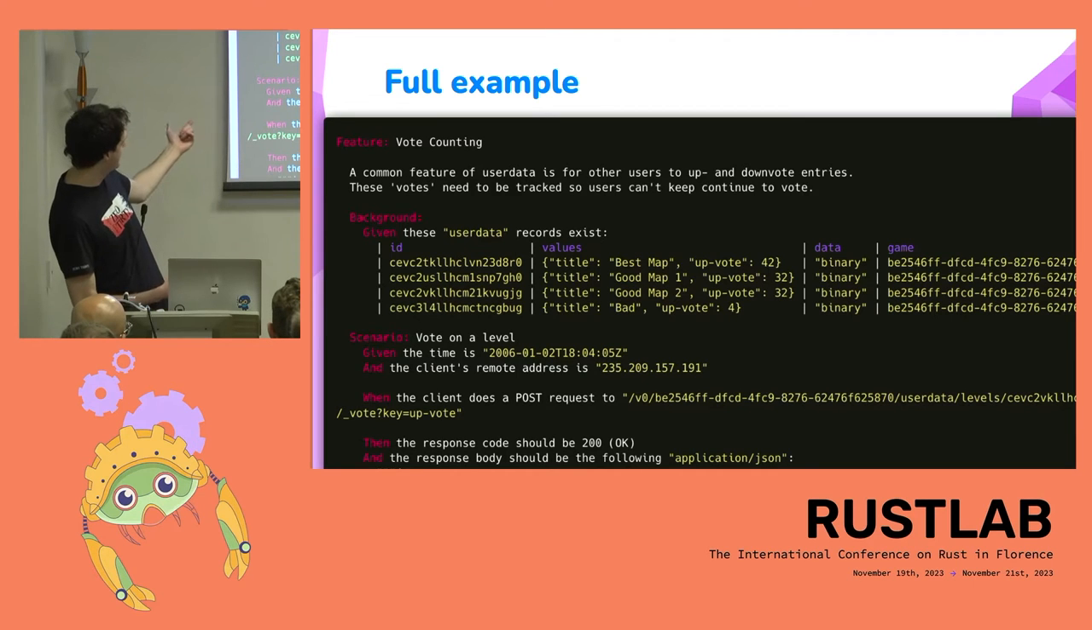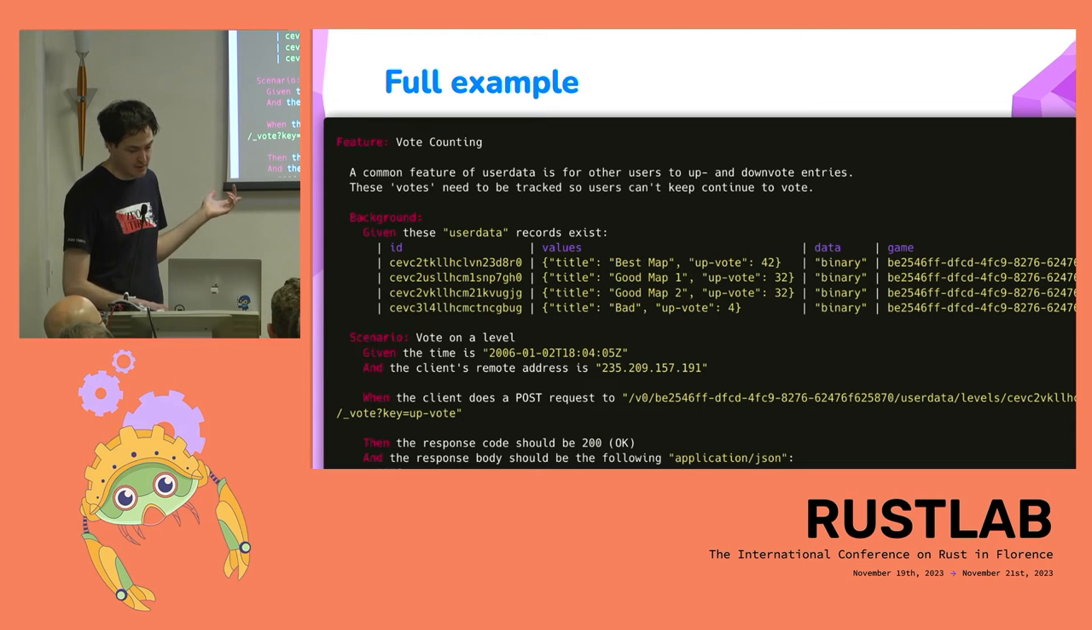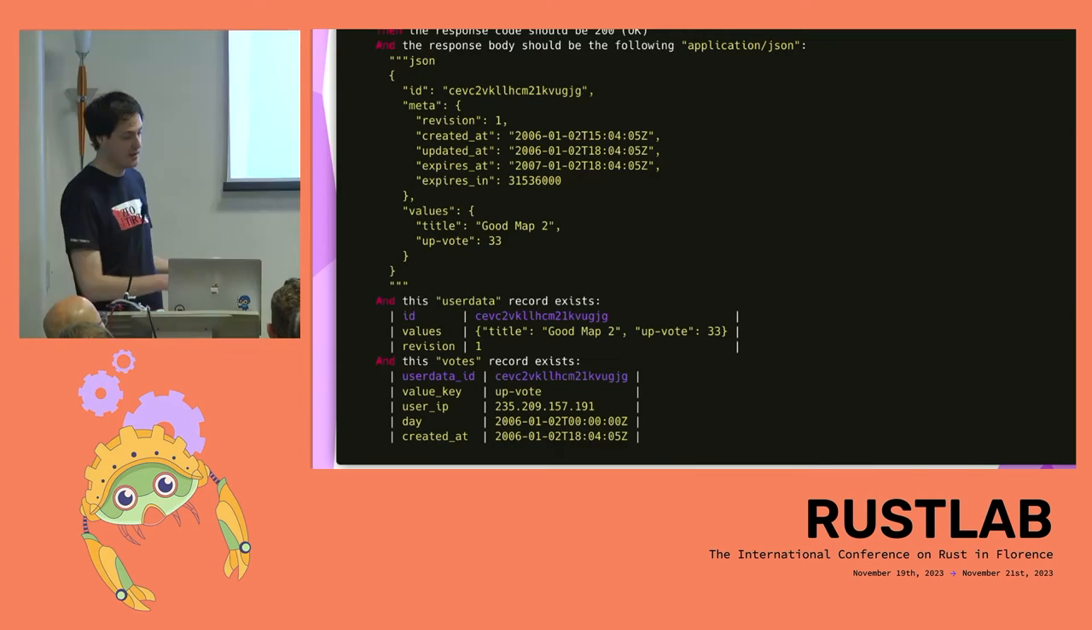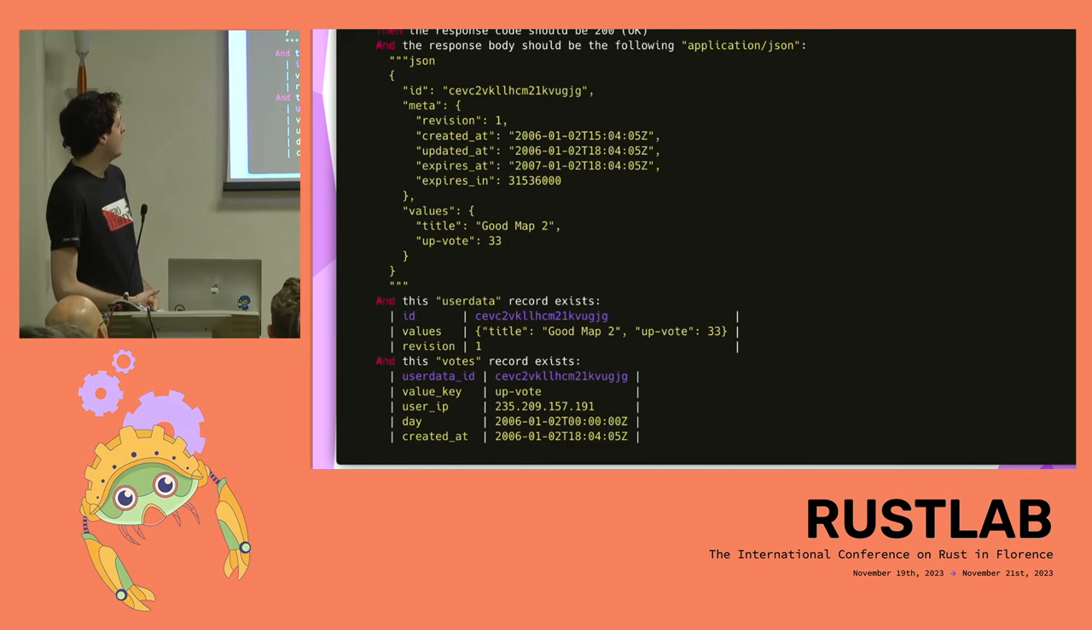I have some extra background because it's important what time of day it is, because you can only vote once a day. So I mark the time in my test and the user's IP address. Then when the client does a post request to this endpoint, and it also says which key, I expect the body to give a 200, and it should give me the next JSON blob, which the developers can use to make their client, their games. They know what to expect.